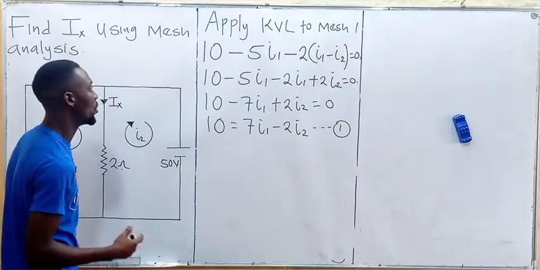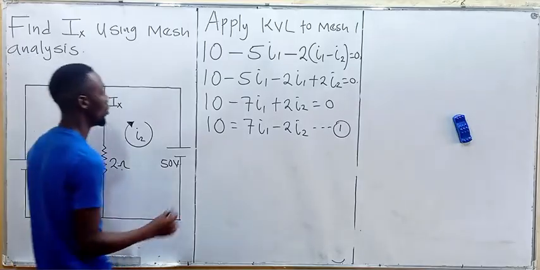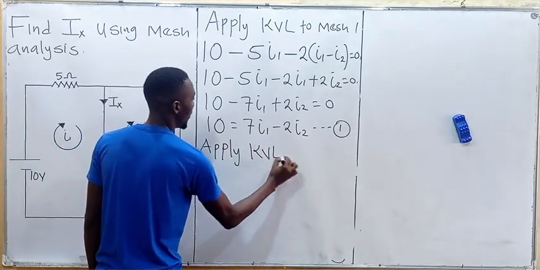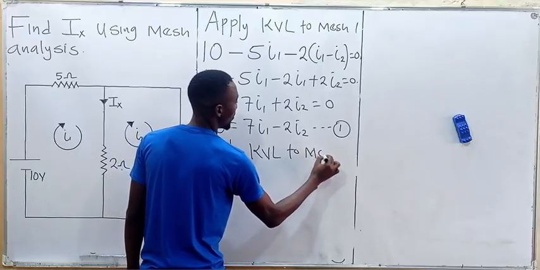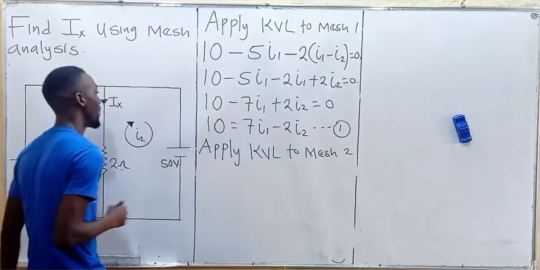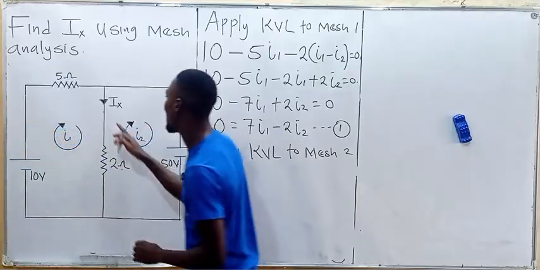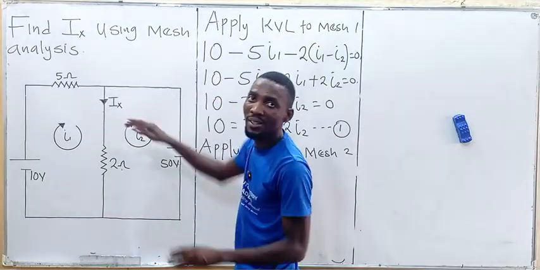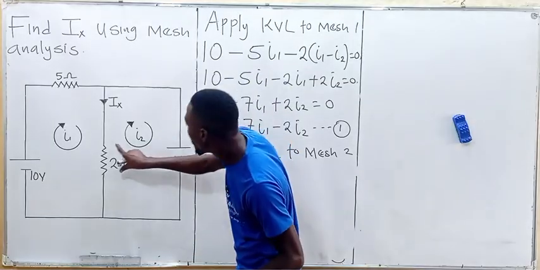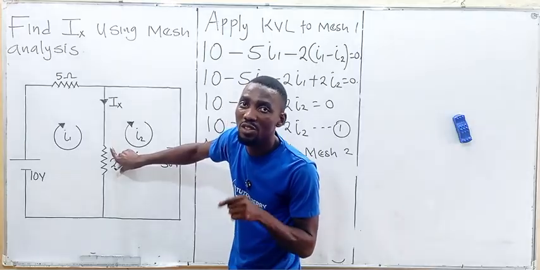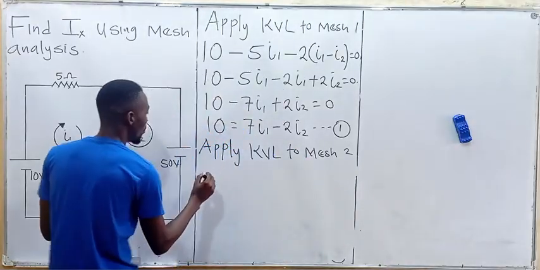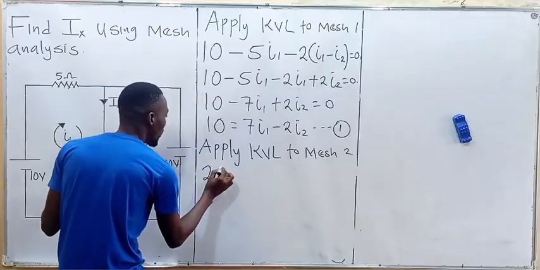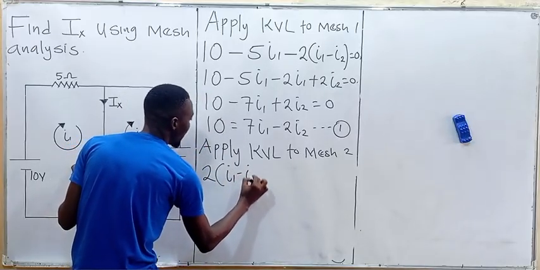The next thing we are going to do is to apply KVL to mesh 2. Don't forget that the current is flowing downward like this, and we are going upward. So the current and our direction are opposite to each other, so we're going to consider a positive voltage drop here, which is 2. Don't forget the resistor here is between this branch and this branch, so it's going to be 2 into I1 minus I2.